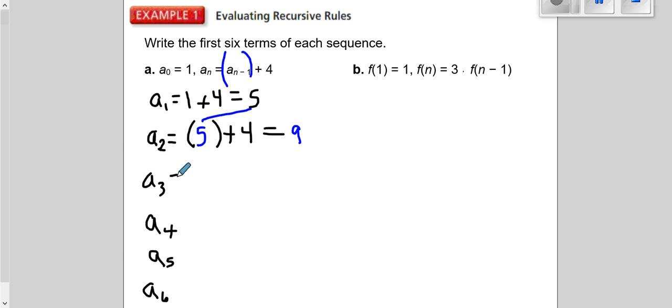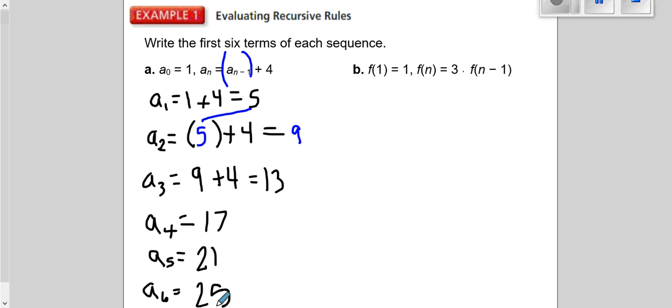So now that we get the pattern, it's up to you if you want to show as much work or not. I'll show the long way one more time. So we take your previous term, that's 9, and add 4. 13. Take 13, add 4, add 4, add 4. And there's your first 6 terms.